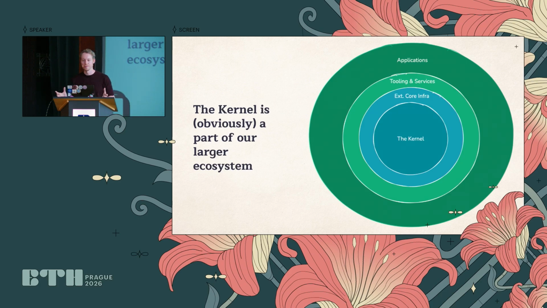It's also very important to stress that the kernel is a small part of a much larger ecosystem. The kernel sits at the core of it, and there's a lot of other really important things that come downstream of it. So you can see the kernel as the core. You would have other extended core infrastructure that's really important as well, but might not make it into the kernel per se. You have various tooling and services, and then of course you have applications as well.